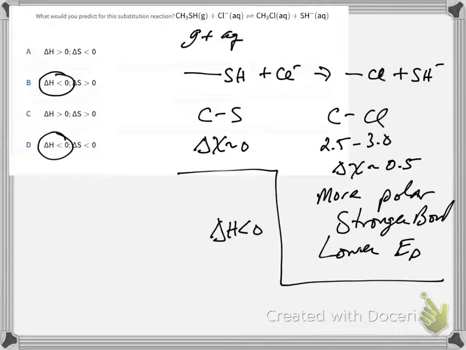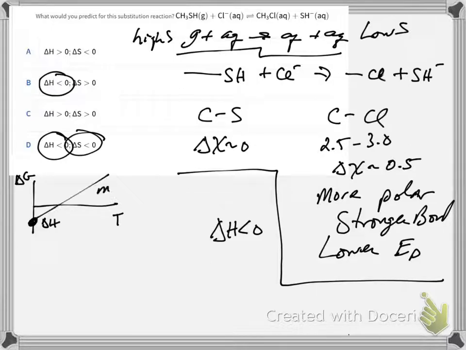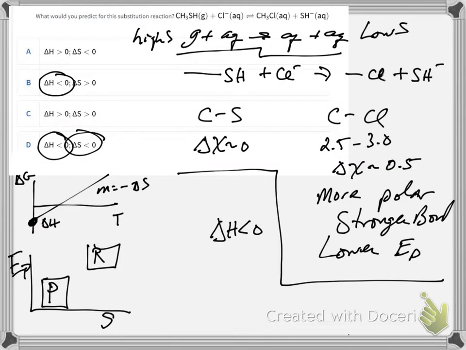Okay, so if we want to do the delta S analysis, we see gas plus aqueous is aqueous plus aqueous. So we're losing gas, high entropy reactants, low entropy products, and that gives us delta H and delta S are both negative. We could plot delta G versus T, and also construct an energy versus entropy diagram that shows us that this is product favored at low temperatures, reactant favored at high temperatures.